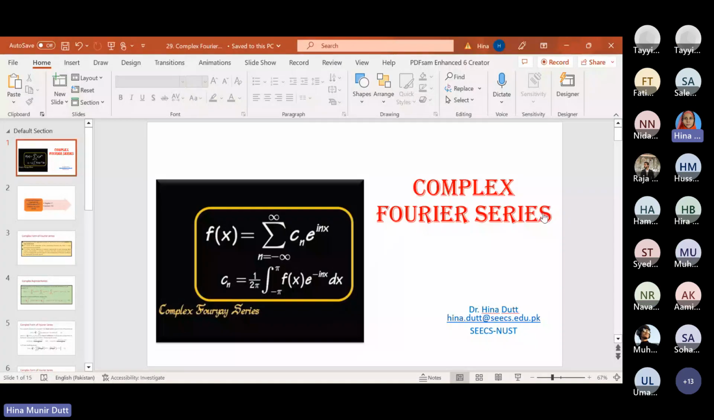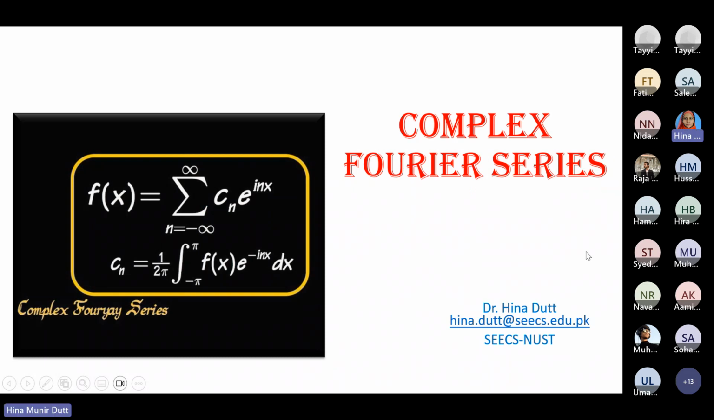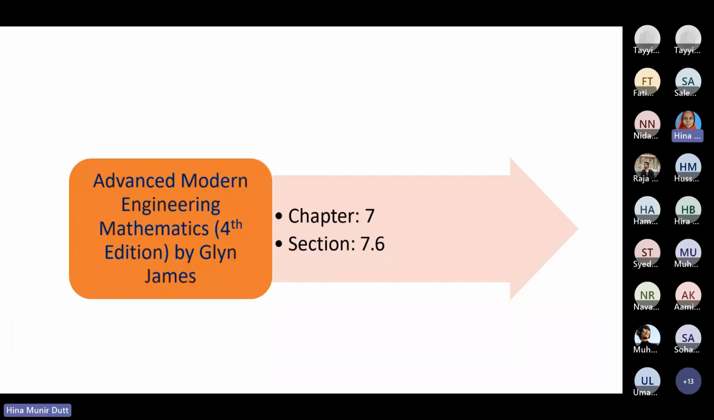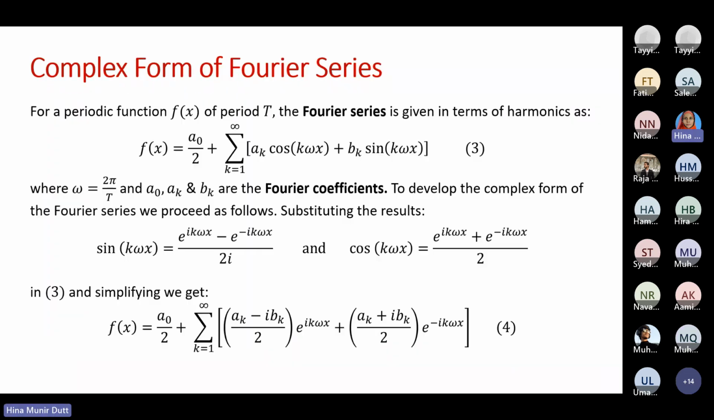Coming to the main topic of today's lecture, which is the complex form of the Fourier series, or complex Fourier series, or exponential series. It is called exponential series because it consists of a linear combination of the exponential function. So we will derive its form from the trigonometric Fourier series.